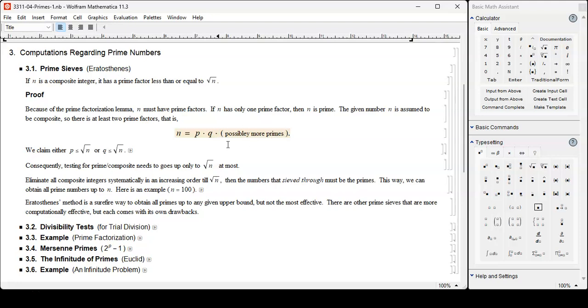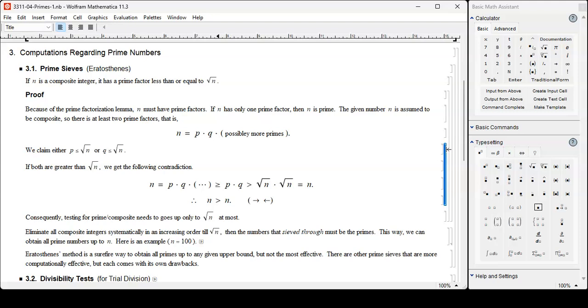And possibly more primes may include more powers of p or q, and p and q may be the same, still okay. Now we claim either p is less than or equal to the square root of n, or q is less than or equal to the square root of n. Either one of them, maybe both, has to be less than or equal to the square root of n. How do we prove it? Let's suppose the opposite. Suppose that both are greater than the square root of n, and let's try to find a contradiction from that. Once you set that goal as a proof by contradiction, the proof writing becomes easy from this point on, because it's going to be nothing more than a little bit of underestimation.